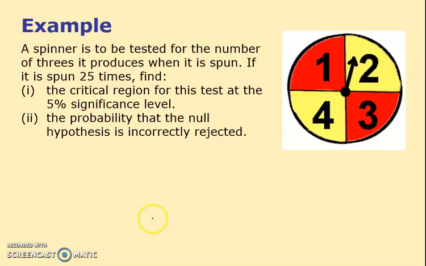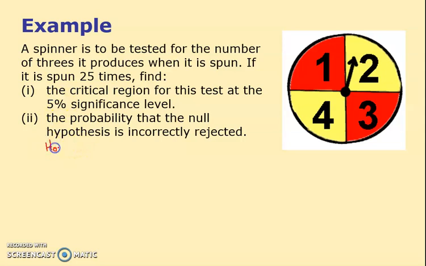Okay, so next question. A spinner is to be tested for the number of threes it produces. Say it's threes again. I don't know what's so special about threes all of a sudden. It is spun 25 times. Find the critical region. Okay, well, we haven't mentioned this critical region yet, other than me in my introduction. So this is the main purpose of the lesson.